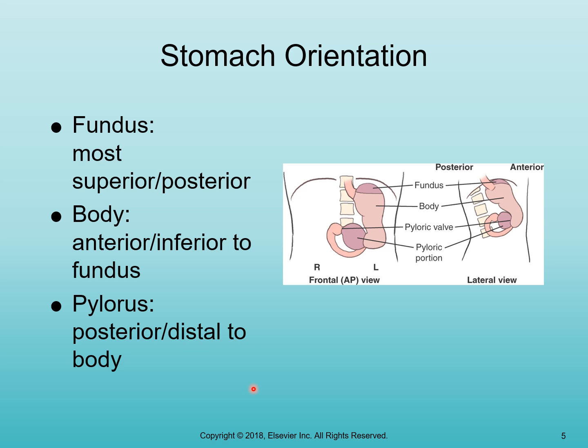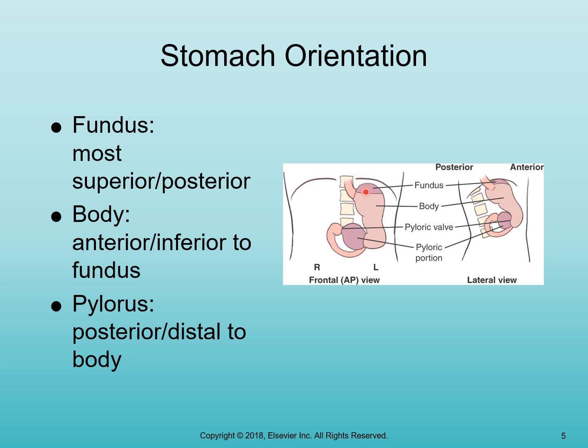As far as the stomach orientation, this picture relates to page 467, figure 12.26. This is looking at the stomach from the front of the patient. So this is the patient's right side, patient's left side. And then if that patient turns sideways in a lateral view, and this is their spine, so the posterior aspect, and this is their abdomen, that would be the anterior aspect.